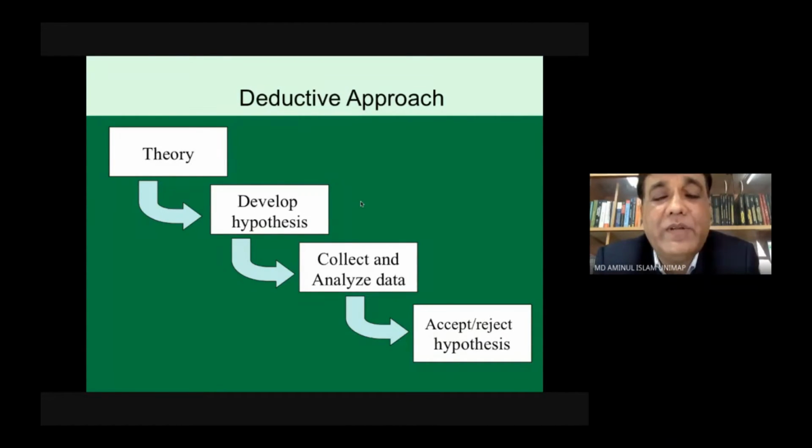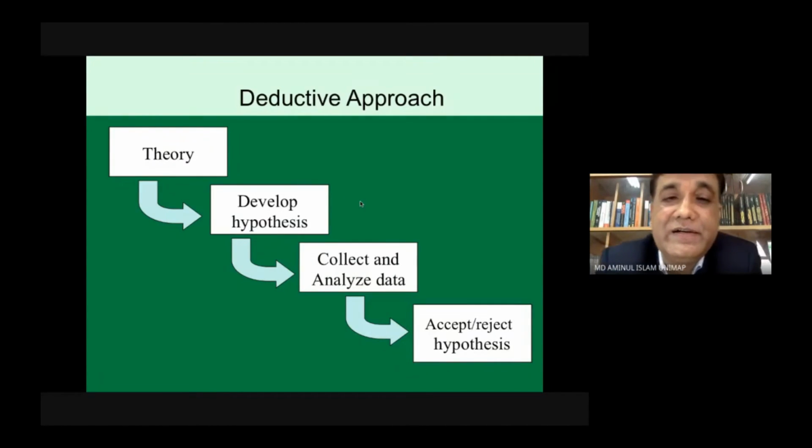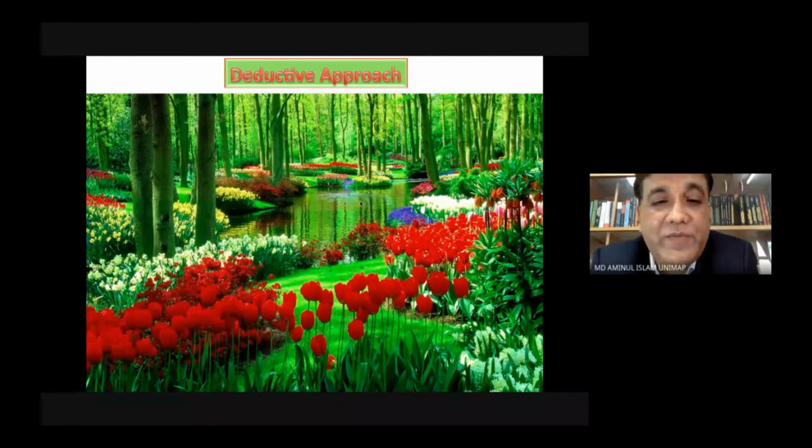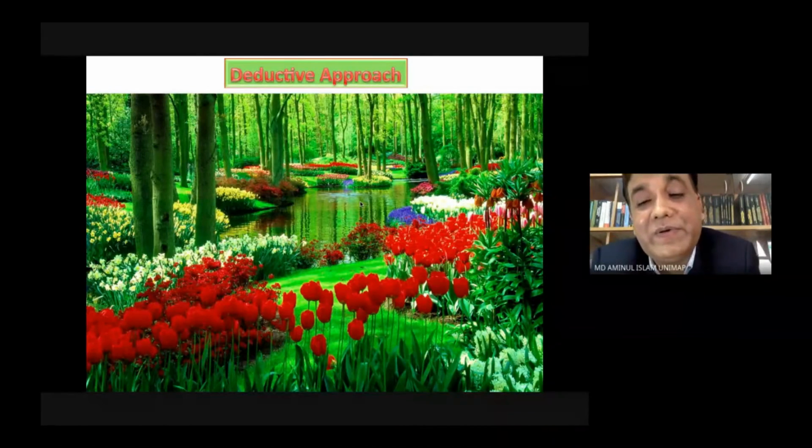So this is how deductive works. You have a theory, from theory you develop hypothesis, then you collect data, and then we accept or reject the hypothesis. That is the deductive approach. So I put an analogy here. The deductive approach is like you have a very beautiful garden, you go inside the garden and pick up the flowers that you like or you need. So flowers are the theories, the constructs of theories.